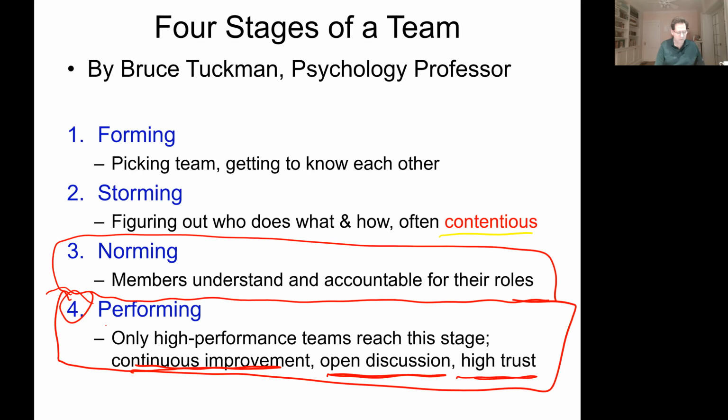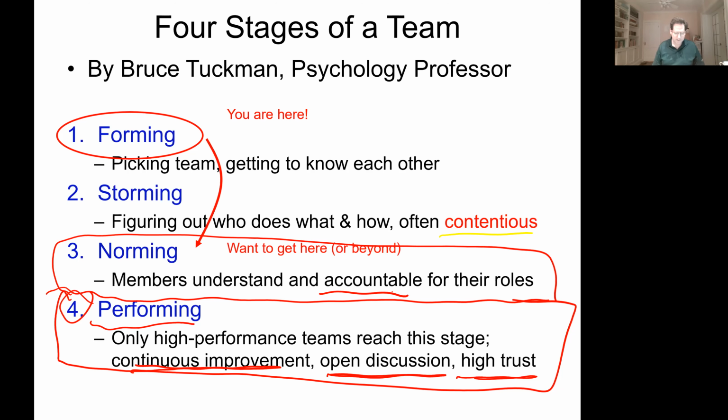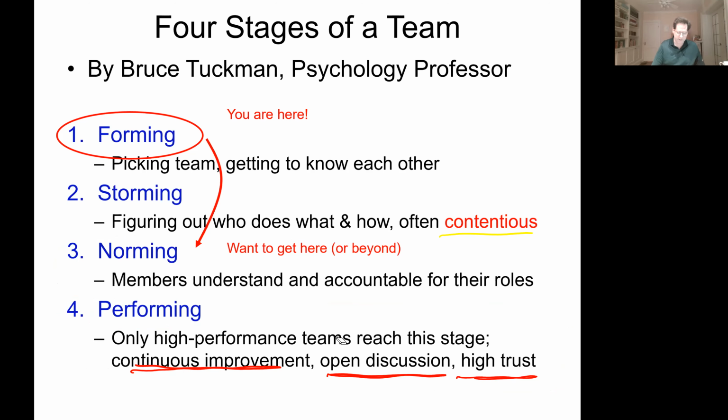And through your career, when you're on a team, you think of how can we be high performing, which means it's not enough just to be accountable for your role and knowing your role. You actually need to have this attitude of how can we do better, let's discuss openly. And you do that in a positive way, which is what creates the trust so that people actually pay attention to you. Okay, so you're here, and you want to at least get to stage 3, but hopefully you get to stage 4.